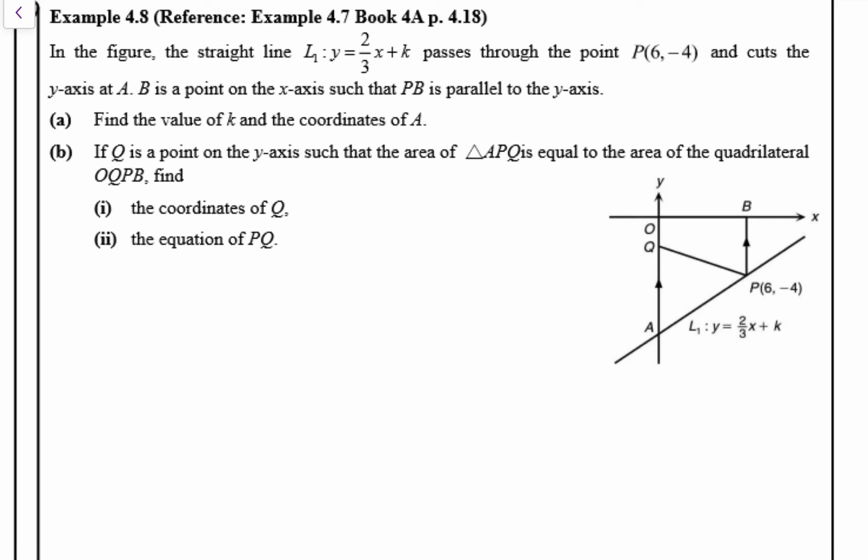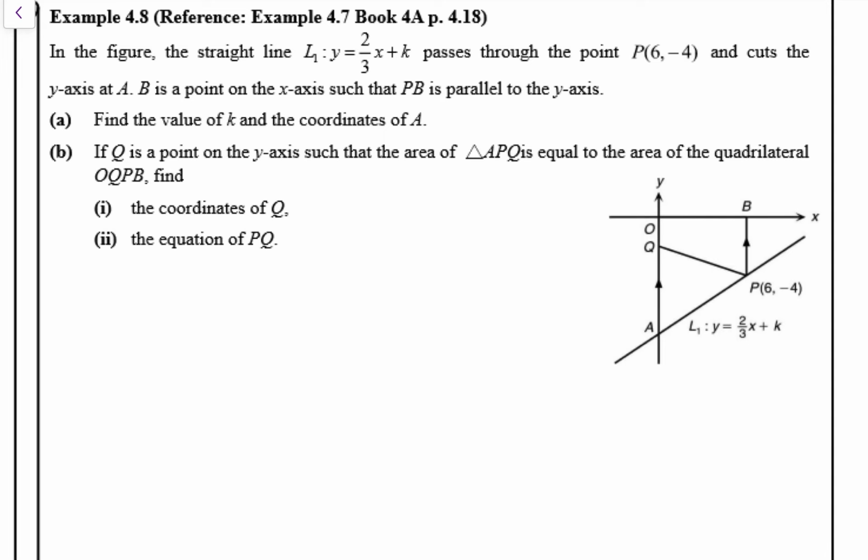Example 4.8. In the figure, the straight line L1 passes through the point P and cuts the y-axis at point A. B is a point on the x-axis such that PB is parallel to the y-axis. Part A, find the value of k.